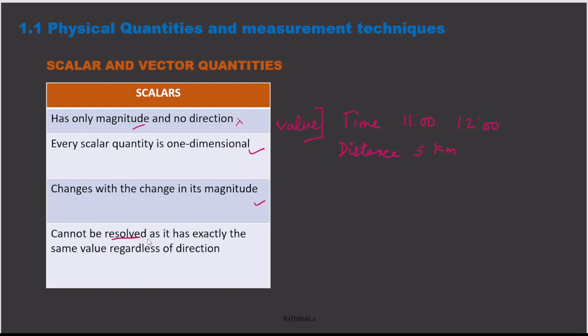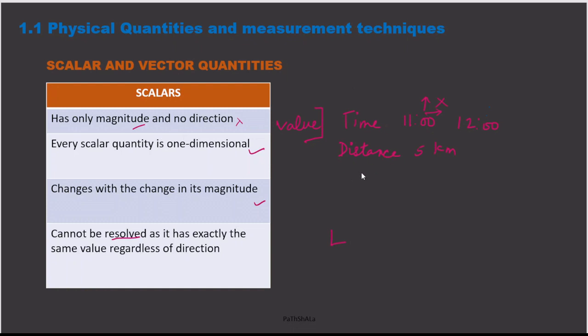Cannot be resolved. What does resolving mean? When we'll be talking about vector quantities, I'll let you know what resolving means. Resolving basically means that you can split it into components. But as scalar quantities do not have any direction, how can you split them? You cannot say that it is 11 o'clock and split it into two directions, that this direction is 10:30 and this direction is something else. That is not possible, right? So these are the scalar quantities. They just have a magnitude.